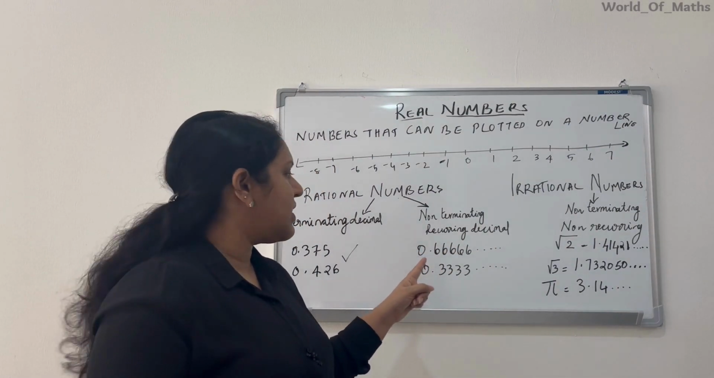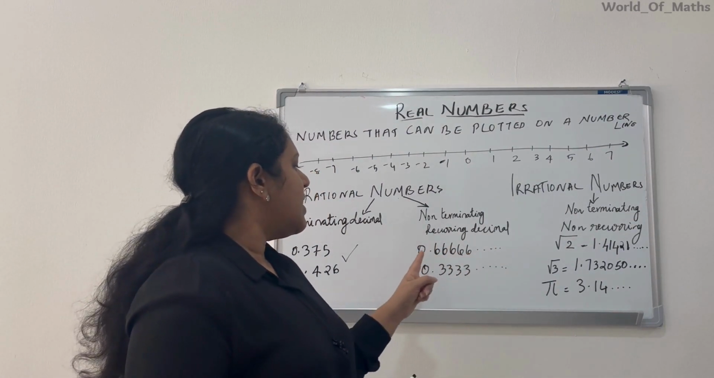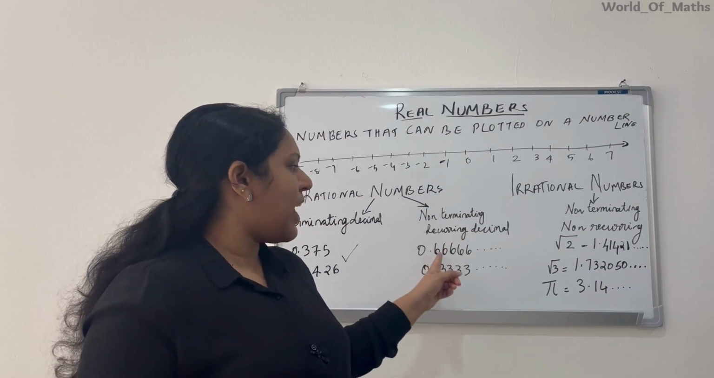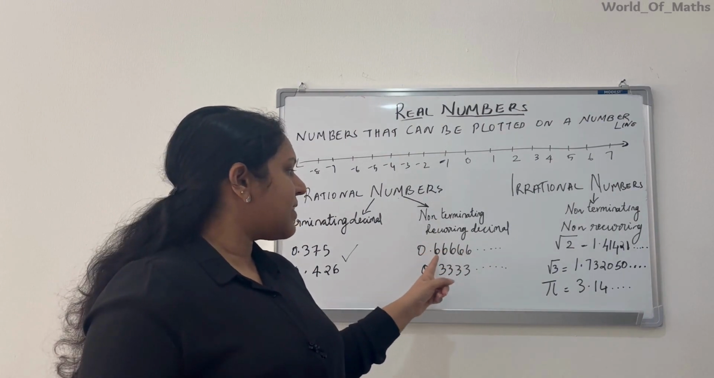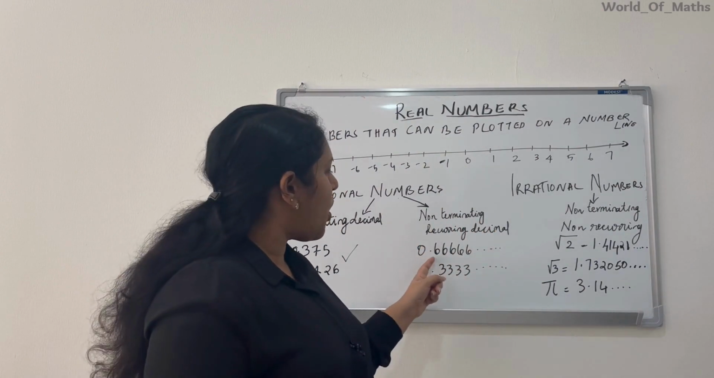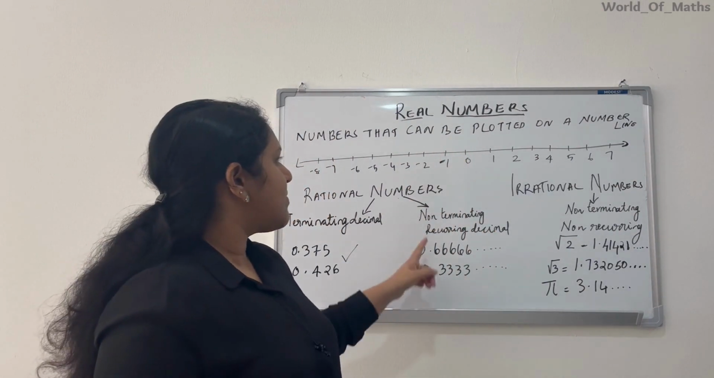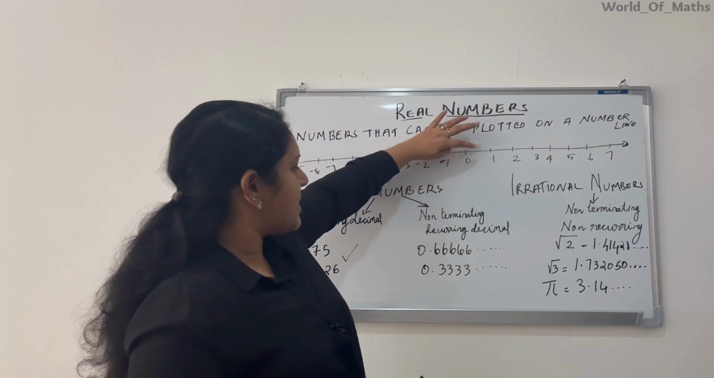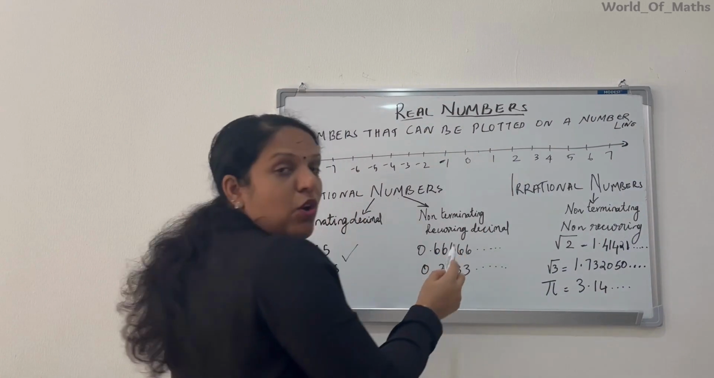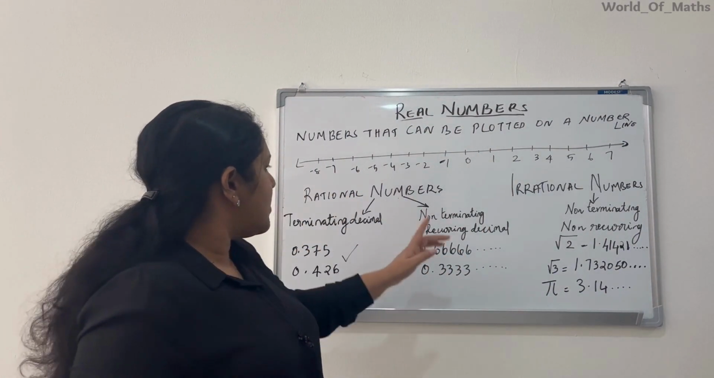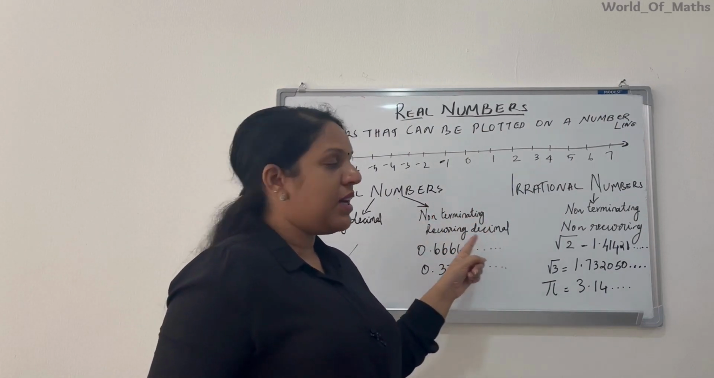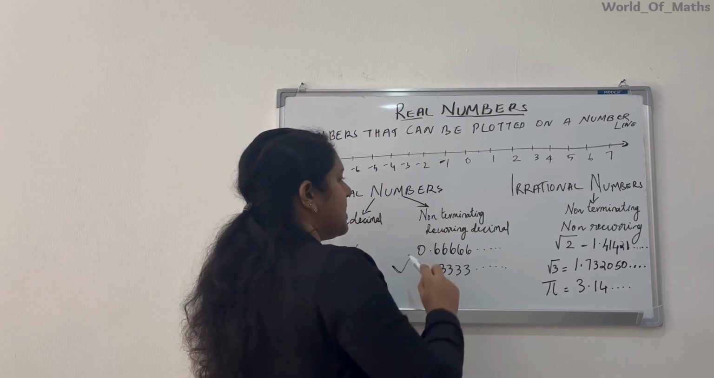We have numbers like 0.6666 and 0.3333, which are non-terminating, but the value recurs. That's the reason why we call it a non-terminating recurring decimal. Can we plot this on a number line? Yes, we can plot it, not exactly, but somewhere in between 0 and 1. This can also be plotted on a number line. So the rational numbers which are non-terminating with a recurring decimal are also real numbers.